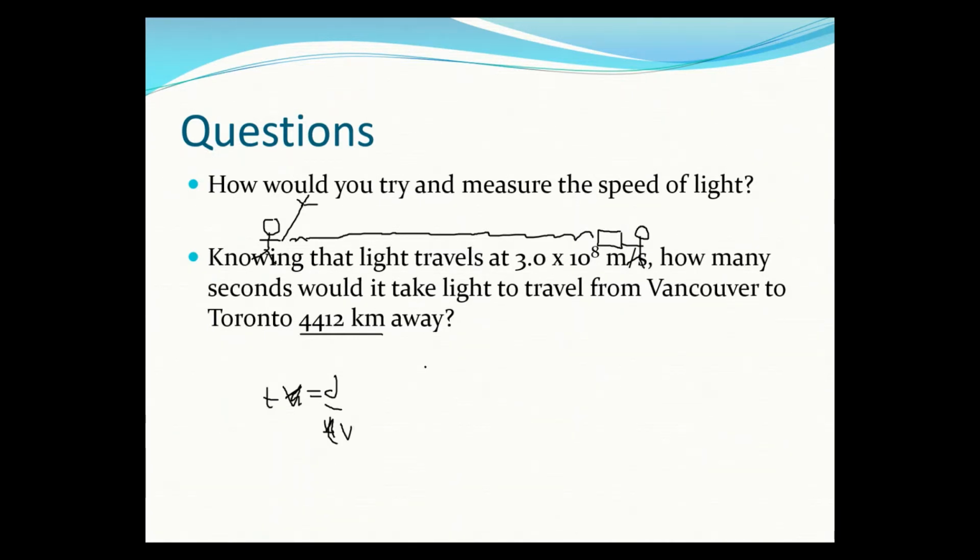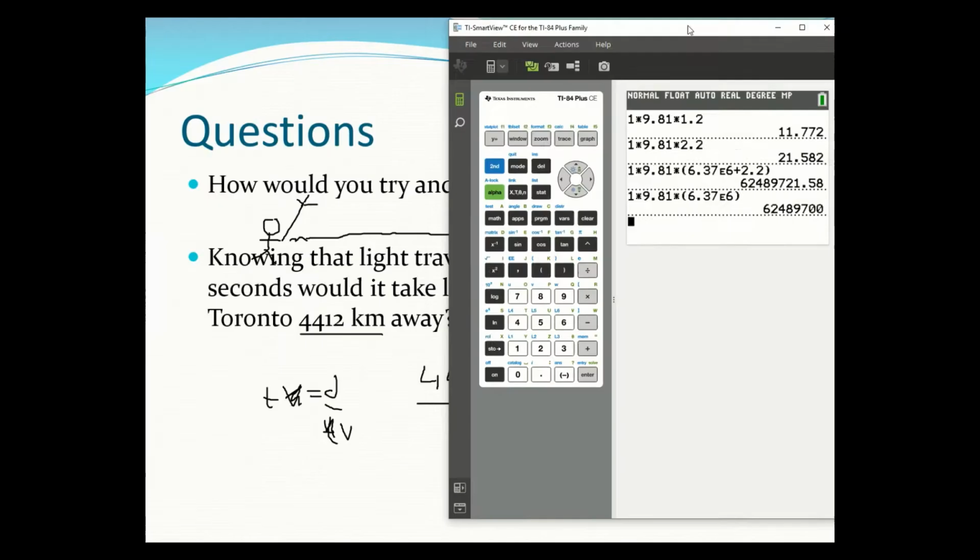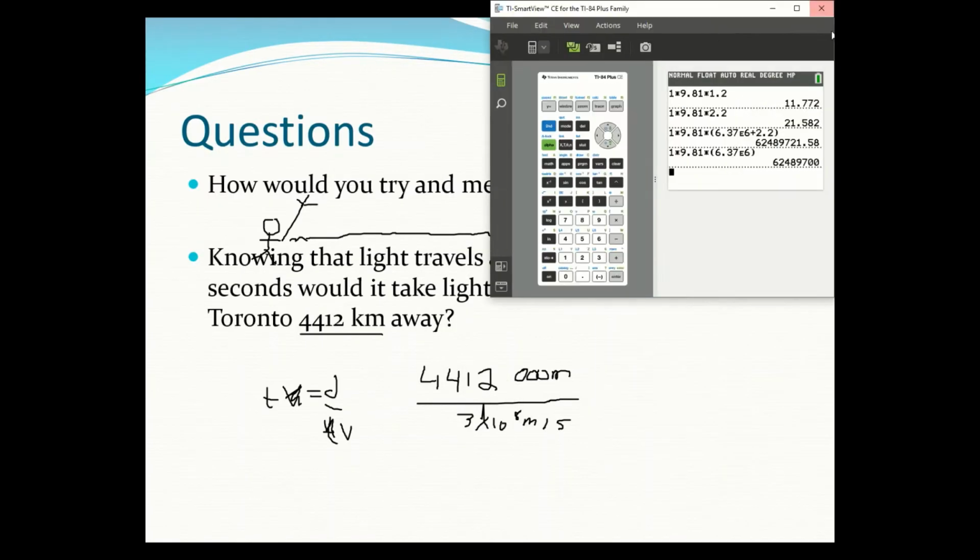So knowing that light could travel at that speed, how many seconds would it take light to travel from Vancouver to Toronto, which is that many kilometers away? Okay, so all we need to do is use v equals d over t, and t equals d over v. So we have 4,412 kilometers. If I want to switch that into meters, just add 3 zeros. So that's the distance from Toronto to Vancouver. And then 3 times 10 to the 8 meters per second is my speed.